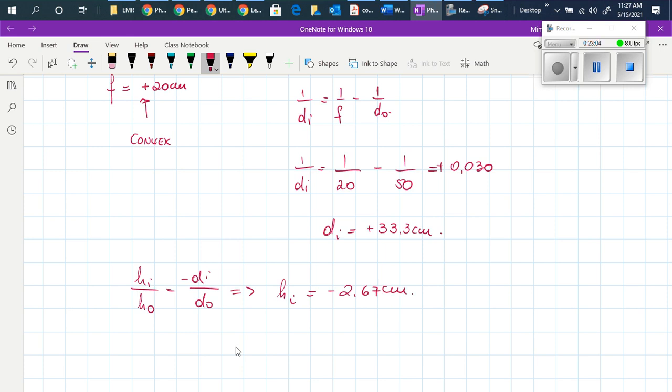And that is telling us that since the distance of the image is positive, that means the image is real. And it is inverted. So since the height of the image is negative, then the image is inverted.